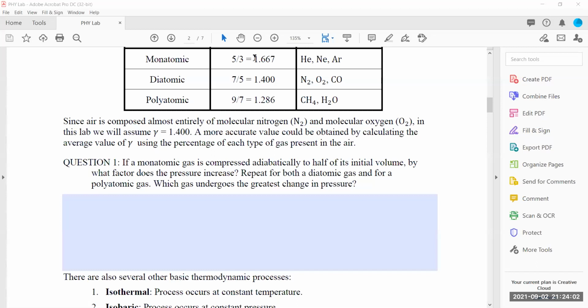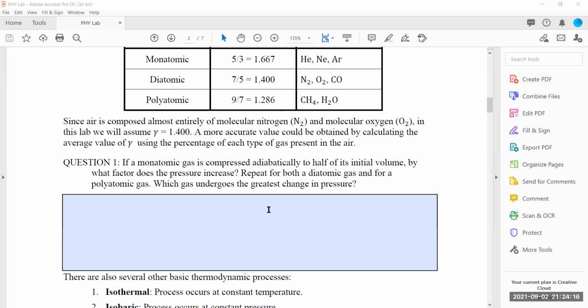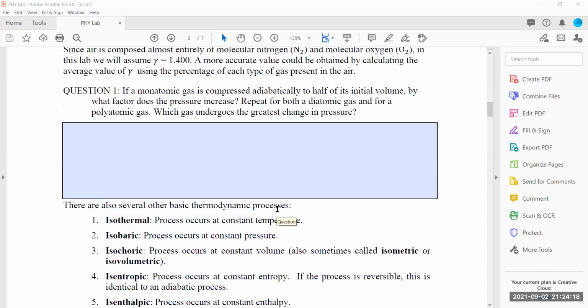Okay, so let me go back to the screen. This is what I was talking about. This was given to you as 1.667. This is the number that you can plug in the calculator. And in here, it's 1.400. So that's the number you plug in the calculator. And the number for gamma for a polyatomic gas is 1.286. And that's how you answer the first question.